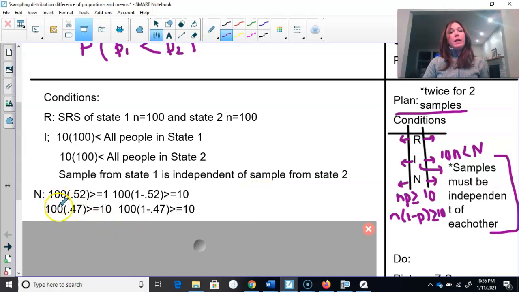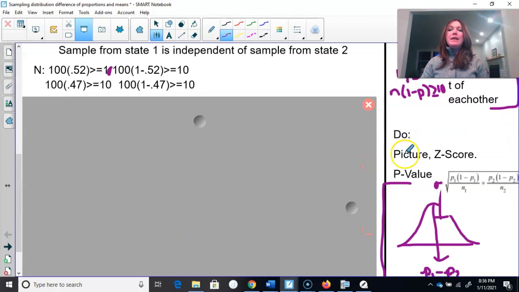So I did that right here. 100 times 0.52 is greater than or equal to 10, whoopsie. And 100 times 1 minus p is greater than or equal to 10. I did it down here. So I have state 1 and I have state 2. I've met my conditions. Now I can go ahead and set up my model for my sampling distribution for the difference of proportions.